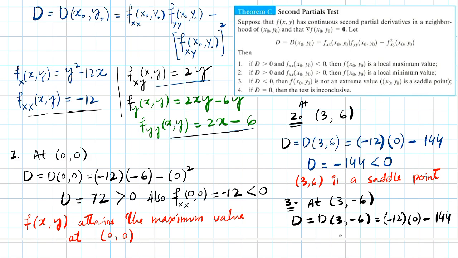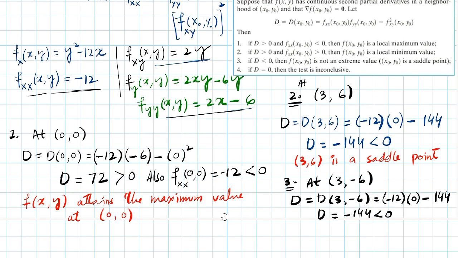So the discriminant is negative 144, and that is again less than 0. Is it okay? So now by the second partials test, we can say that the discriminant is less than 0. So this critical point 3 comma negative 6 is again a saddle point. Got it?